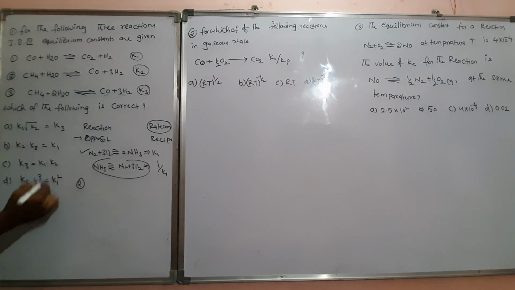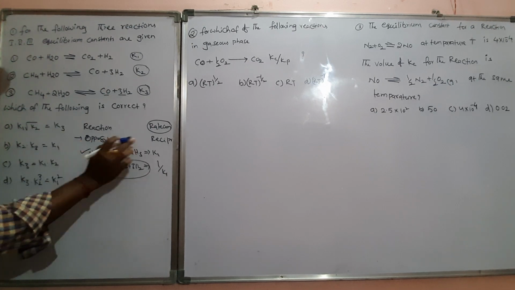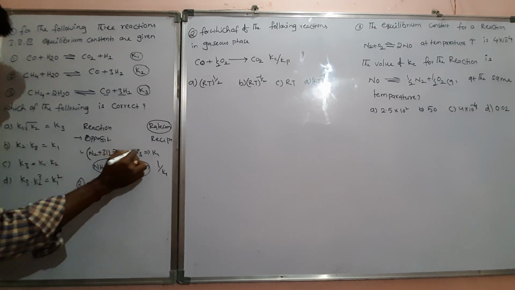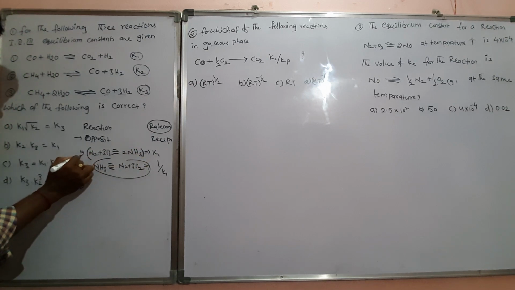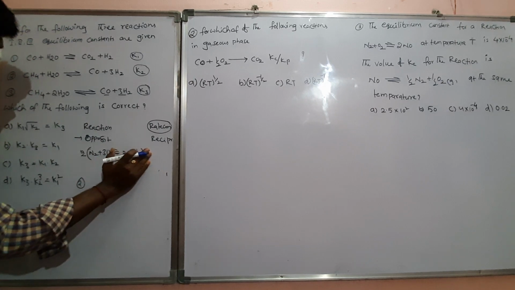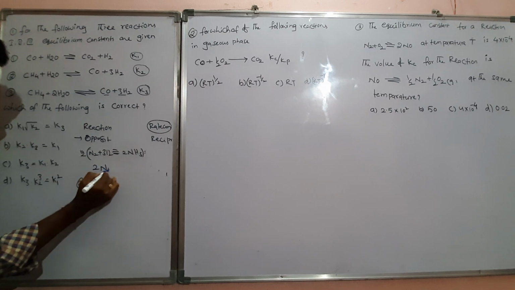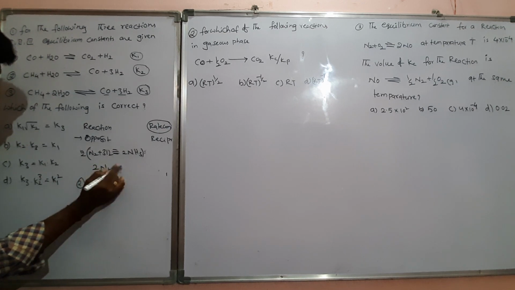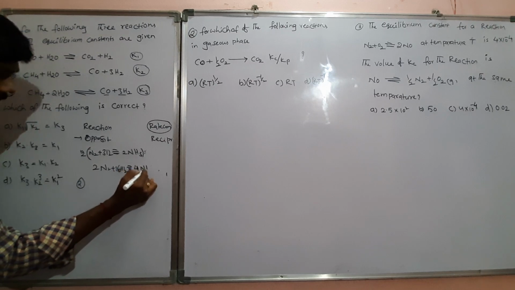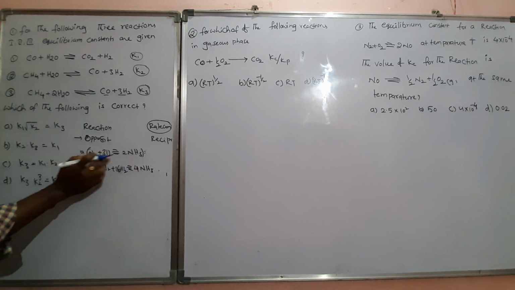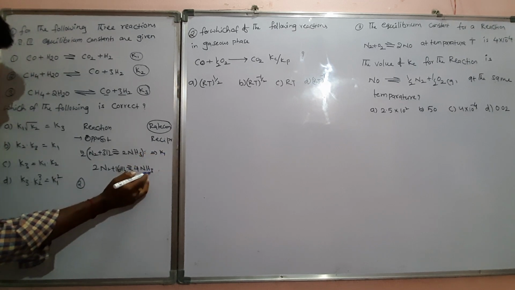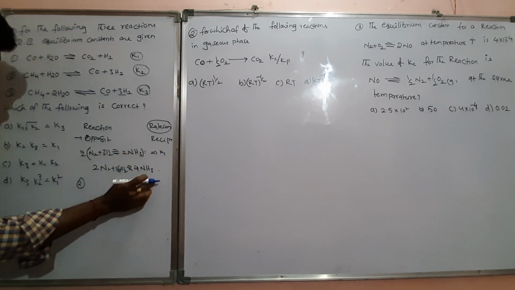Second point: if you are multiplying any chemical reaction with a particular number, for example, I am multiplying this equation with 2. Then the equation changes like this: 2N2 plus 6H2 gives rise to 4NH3. So here I am multiplying with 2. Its equilibrium constant was K1. Then what is the equilibrium constant of this reaction?